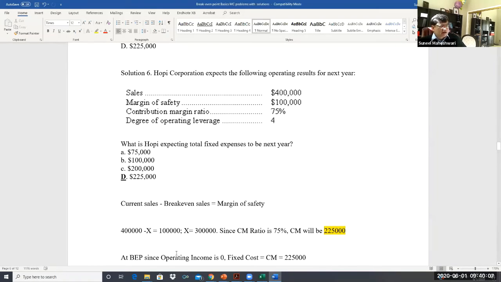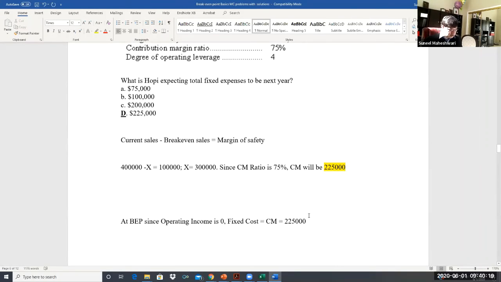So you can just write down another equation where you will find that contribution margin minus fixed cost is 0 at 225. So again, you can say contribution margin minus X, which is the fixed cost, is equal to 0 at the break-even point. That means contribution margin is 225,000 minus X is equal to the break-even point, which is 0. That basically gives you X, which is the fixed cost, equal to 225,000.